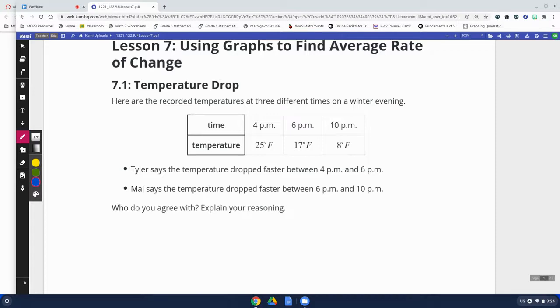Tyler says the temperature dropped faster between 4 and 6 p.m. And Mai says the temperature dropped faster between 6 p.m. and 10 p.m. Who do you agree with? And explain your reasoning. So this would be a good time for you to pause, think about it, write down some ideas, and then when you're ready, turn the video back on and we can discuss.